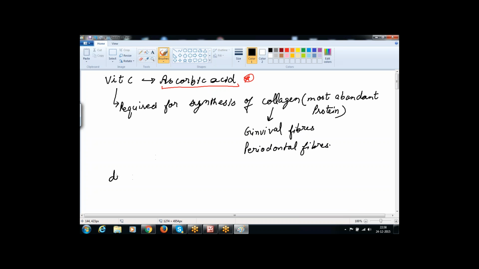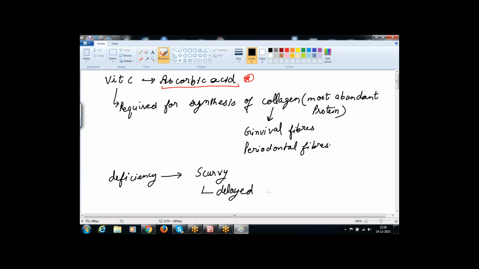So deficiency of vitamin C will lead to a disease called scurvy. What happens in scurvy? It is required for forming collagen, so whatever requires collagen, that process will not happen or will happen very slowly. So in scurvy, there is delayed wound healing.